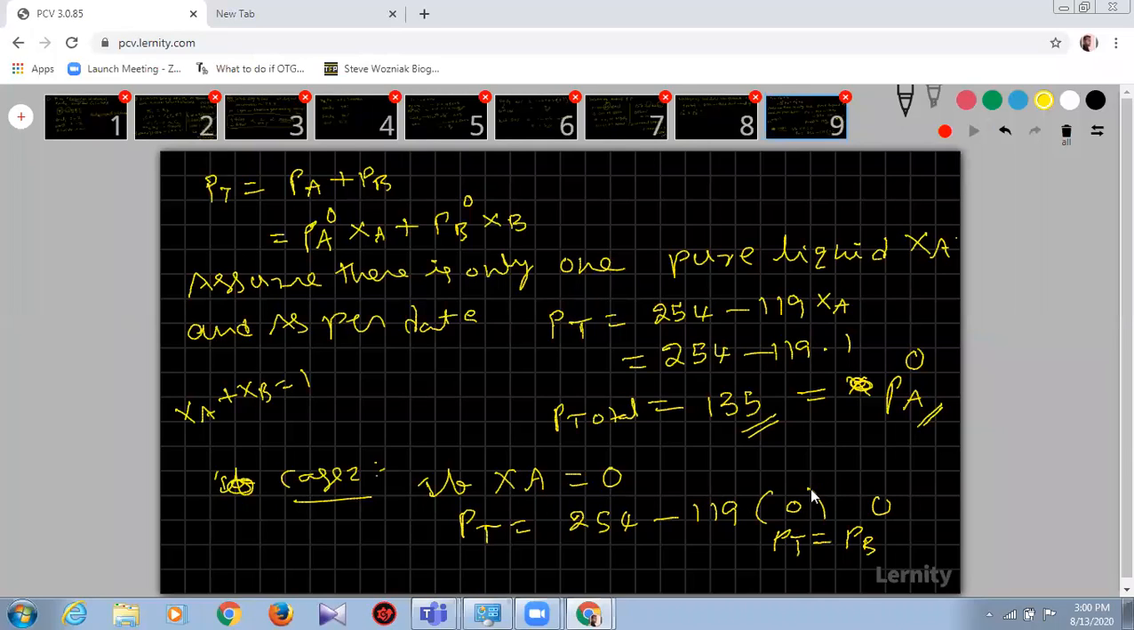Yeah, that's the case. That's why P total is equal to PP naught, that is equal to 254. With practice only you will get exposure to this kind of problems. Hope you understood.